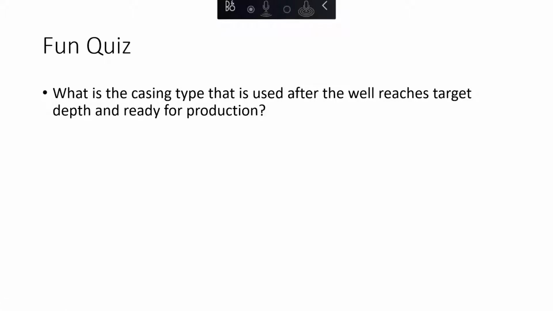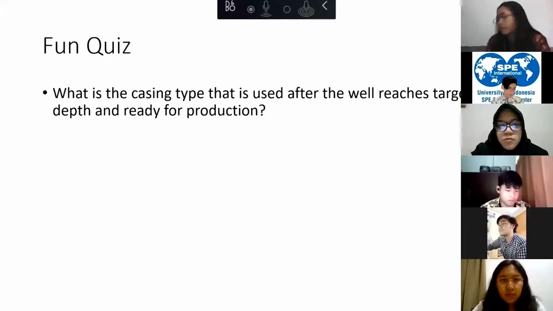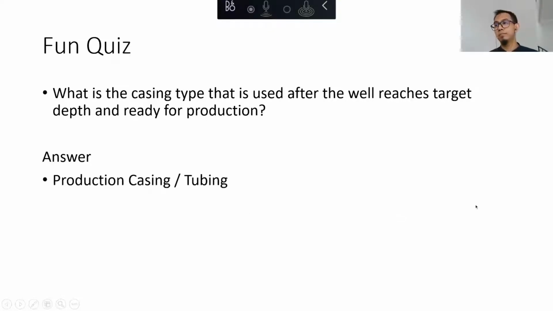Can I try? Yeah, of course. Go ahead, sir. Please introduce yourself, mention your name, and then you can go straight with the answer. Okay. Hello, everyone. My name is Rayvan. I'm from Pertamina University. And the answer is production casing. Yeah, all right. You're good. The answer is correct.